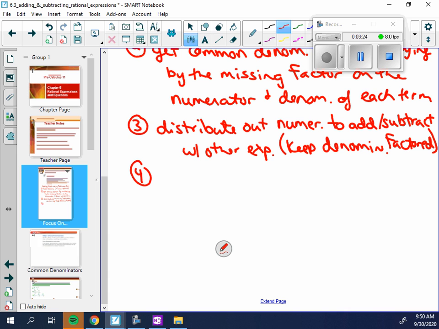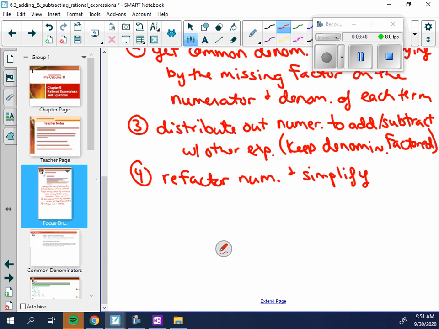And then the last one is you now need to refactor the numerator and simplify. Okay, now why would I have to refactor it when it was factored before? Well, when it was factored out, I now needed to distribute it with the other one, and now I have a totally new expression that has to be factored.